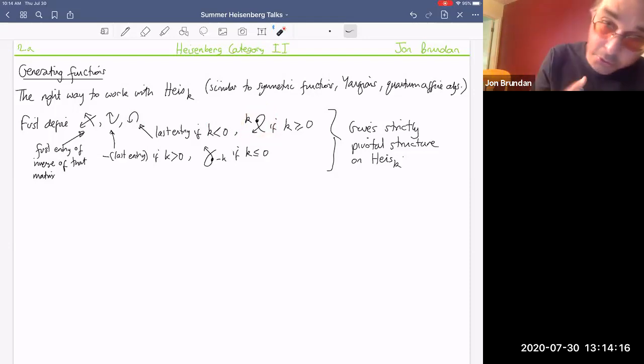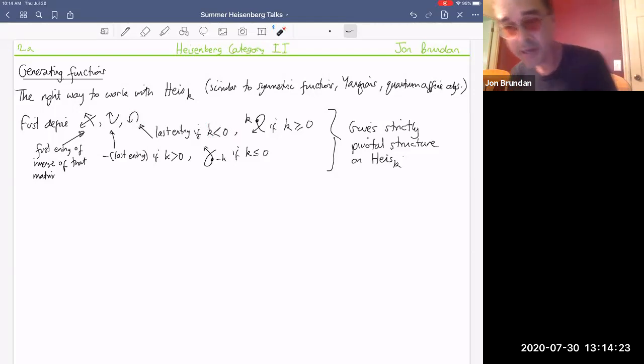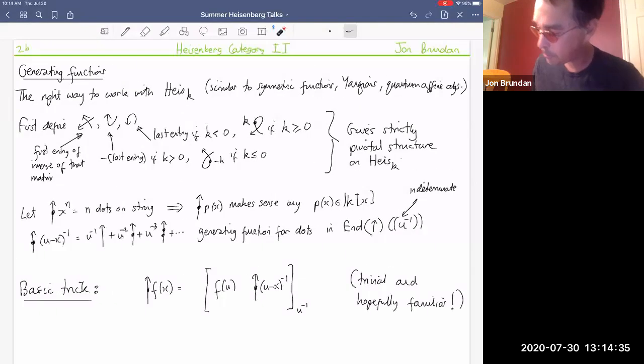So it's not too important to know that definition. It's just you introduce this leftward cup and leftward cap. And the important point is that this gives a strictly pivotal structure on this Heisenberg category, so that these diagrams become very natural to use and work with up to an isotopy. So once we've got them, now let's get to generating functions.